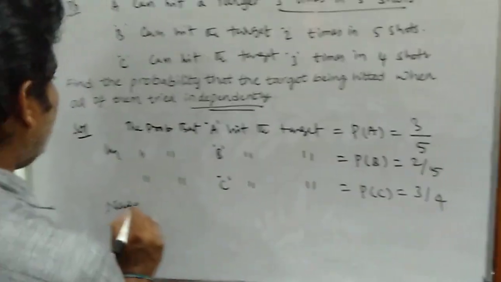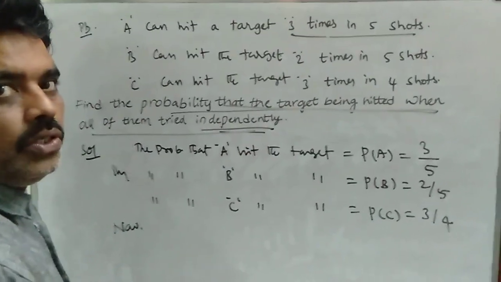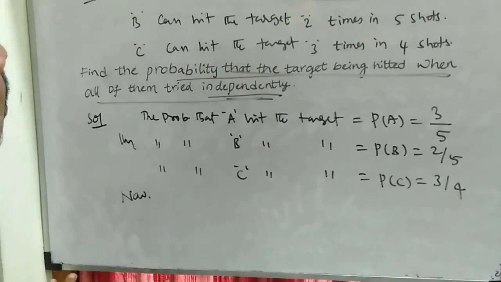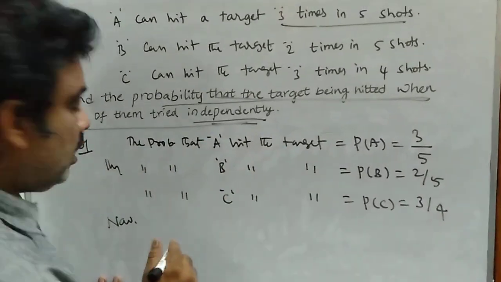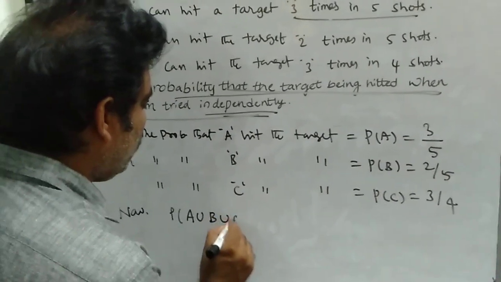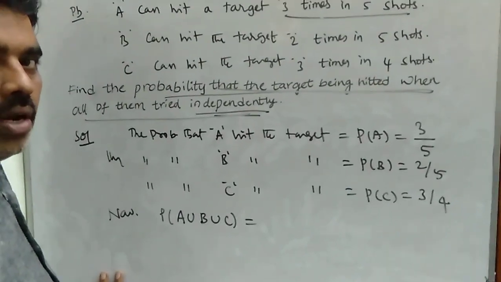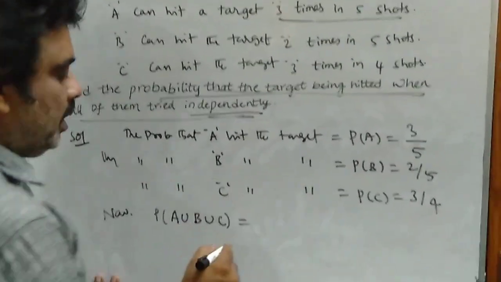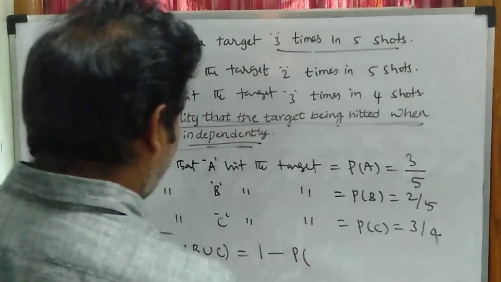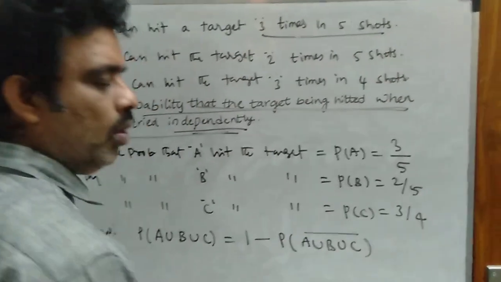Now we have to find the probability that the target is hit when all of them try independently. If any one of them hits the target, then the target will be destroyed automatically. That means what we have to calculate in this case is P of A union B union C. They are trying independently, so the probability that any one of them hits the target is given by P of A union B union C. So by using the theorem, I can write it as 1 minus P of A union B union C whole complement.